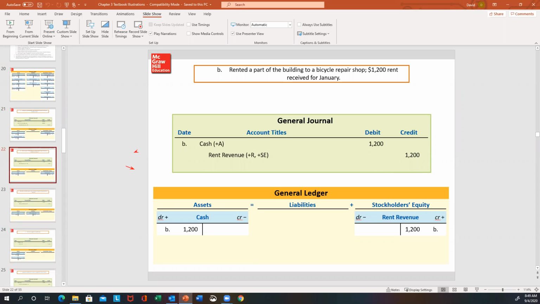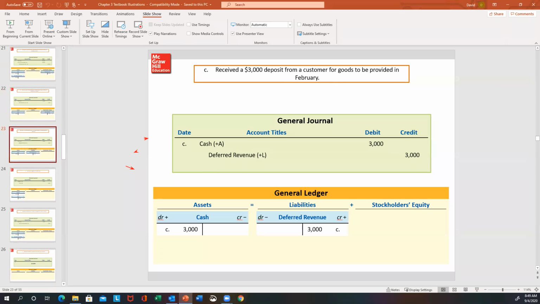All right, next one looks like we have some revenue. This is going to be cash revenue. We rented a building. It was $1,200 rent. It was received in the month. So the timing is we just debit cash, credit rent revenue. And of course, you can see the posting to your ledger.